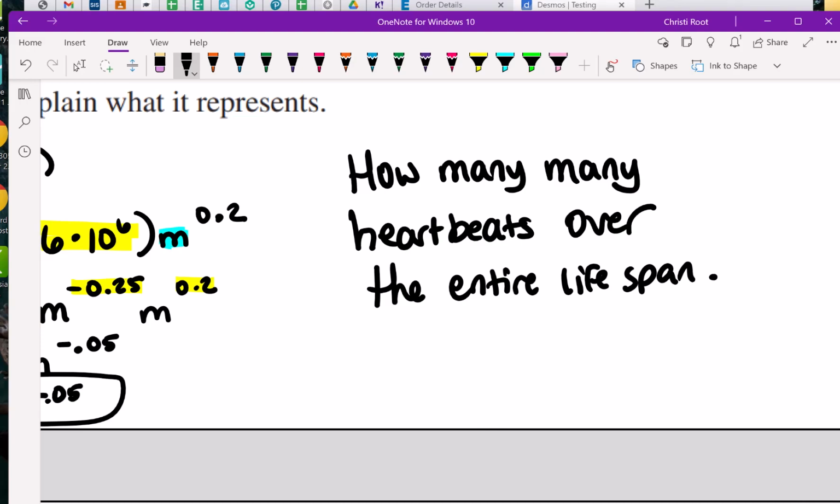And you can do that if you input the mass of that, and you can just kind of predict how many beats it's going to beat over the entire life.